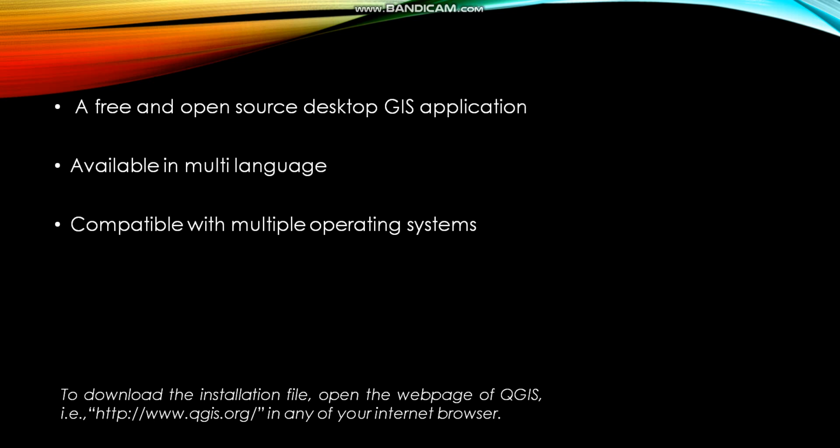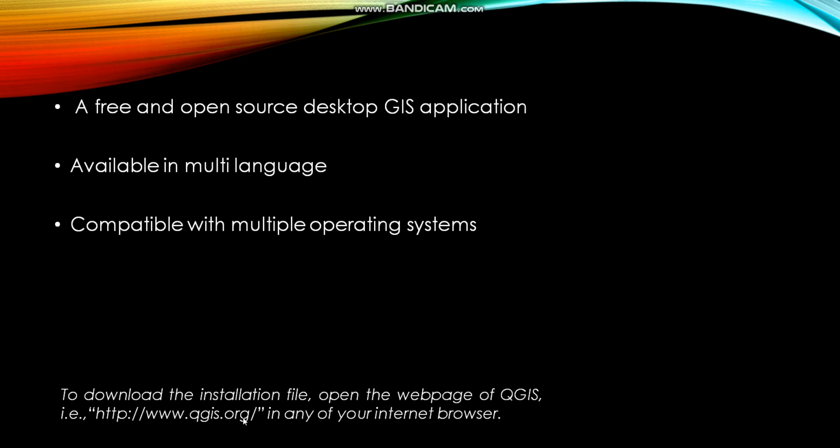QGIS is a free and open source desktop GIS application available in multiple languages, around 40 languages across the globe, since it is a community level initiative and it has been developed by developers around the globe. And it is compatible with multiple operating systems like Windows, Linux, Mac, and Android. There's an Android version of QGIS called QField, which is downloadable from the Play Store. You can try that.